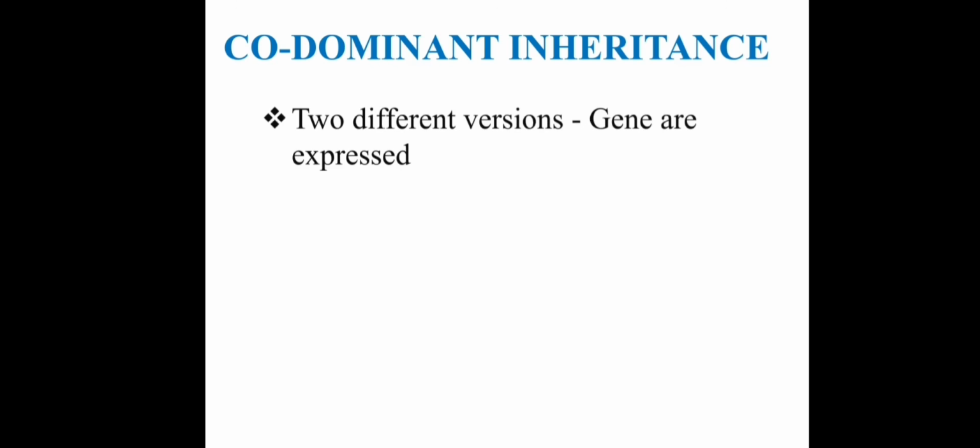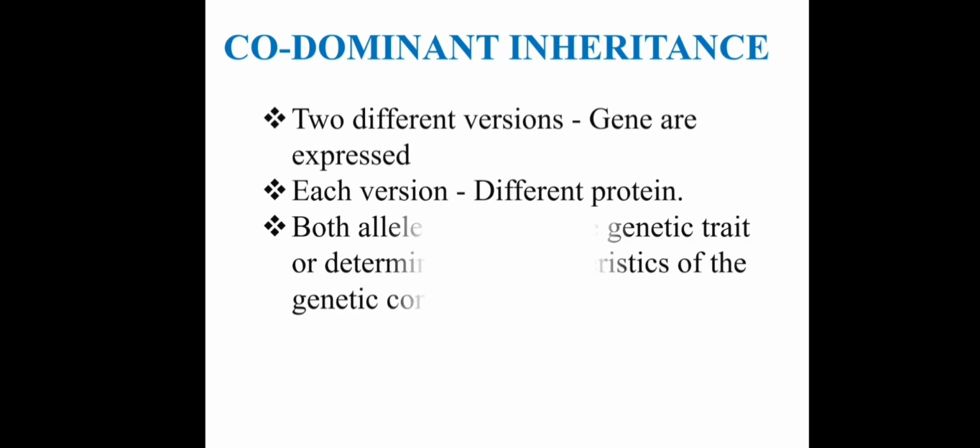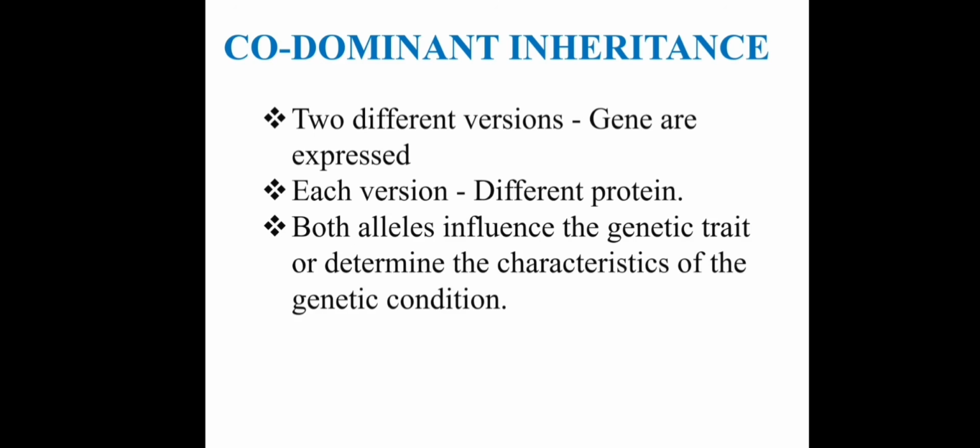Codominant inheritance. In codominant inheritance, two different versions, alleles, of a gene are expressed and each version makes a slightly different protein. Both alleles influence the genetic trait or determine the characteristics of the genetic condition. The most common inheritance is ABO blood group.